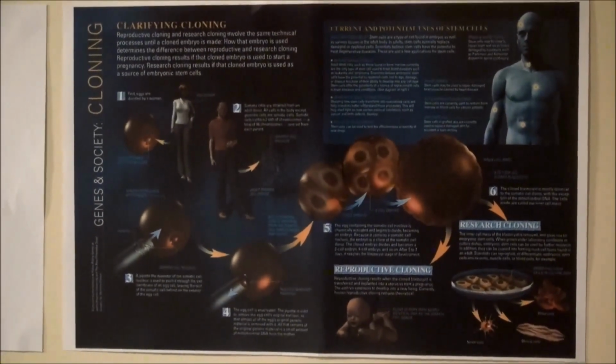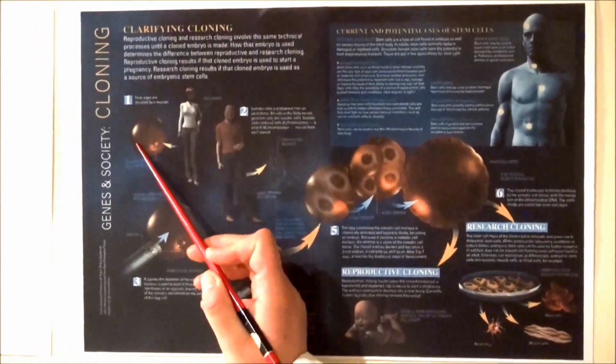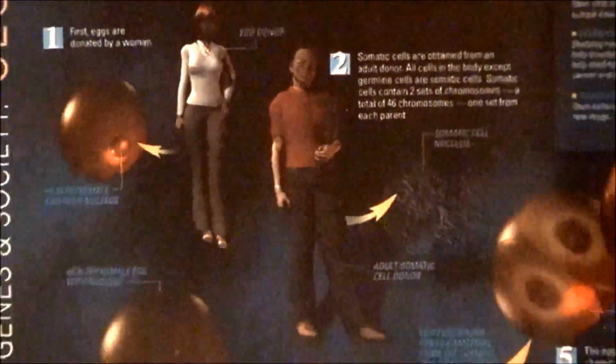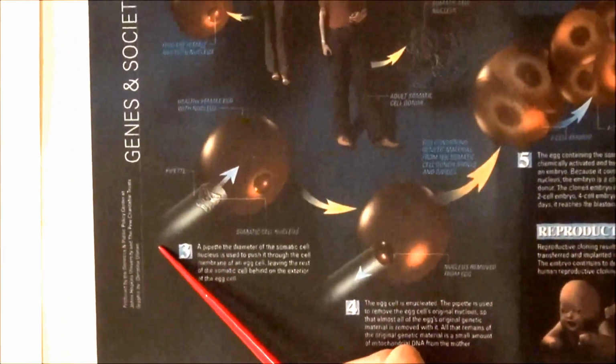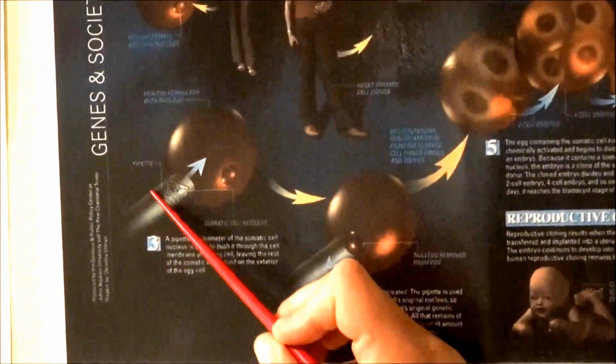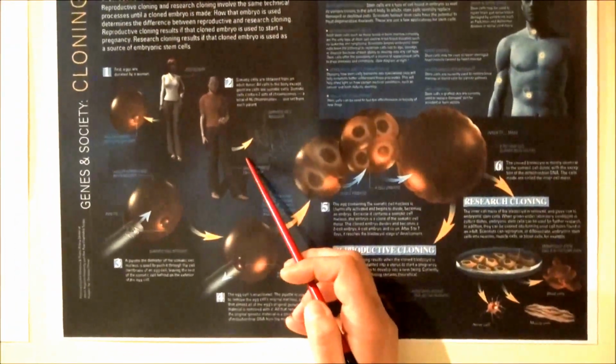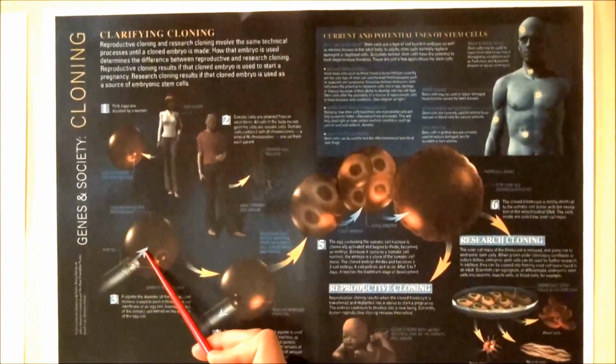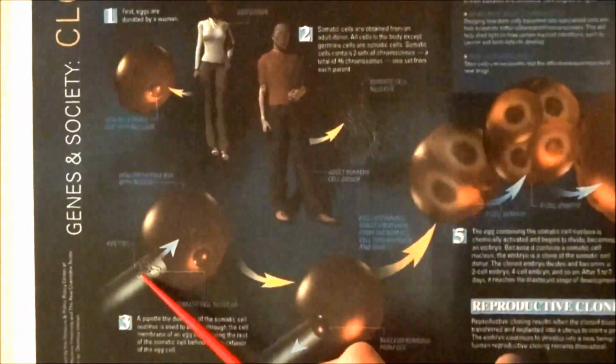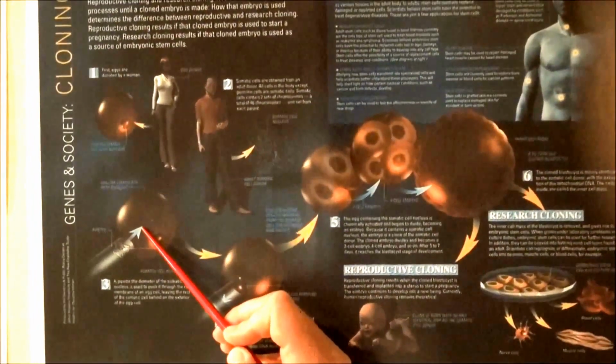So to perform this procedure, I will use an egg from a female donor. I will use one of your skin cells, and I will use an instrument called a pipette. The pipette is the same in diameter as the nucleus of your skin cell. I'll put the pipette over the nucleus of your skin cell and I'll use it to push through the cell membrane of this egg wall. When I do that, it leaves all of the rest of the skin cell on the outside of the egg, and it only puts the nucleus into this egg cell here.